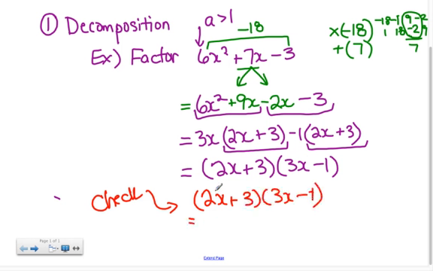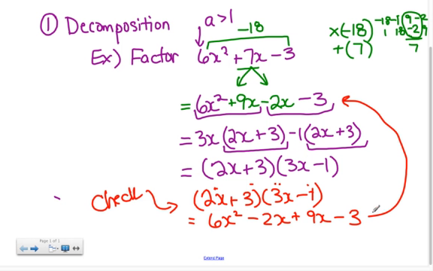And if I expand that out, I do FOIL. First is going to give me 6x squared. Outsides, it's going to give me negative 2x. Insides, is going to give me 9x, and last is going to give me negative 3. And you can see I'm back at this step anyways, where I originally did my decomposition. And now I just simplify the middle terms, and I get 6x squared plus 7x minus 3. And because my check matches my original one, that makes me happy.